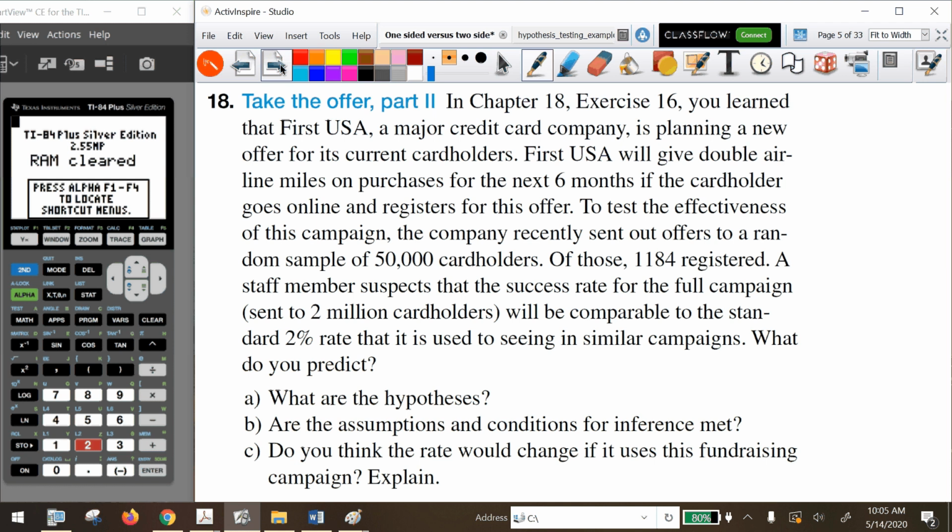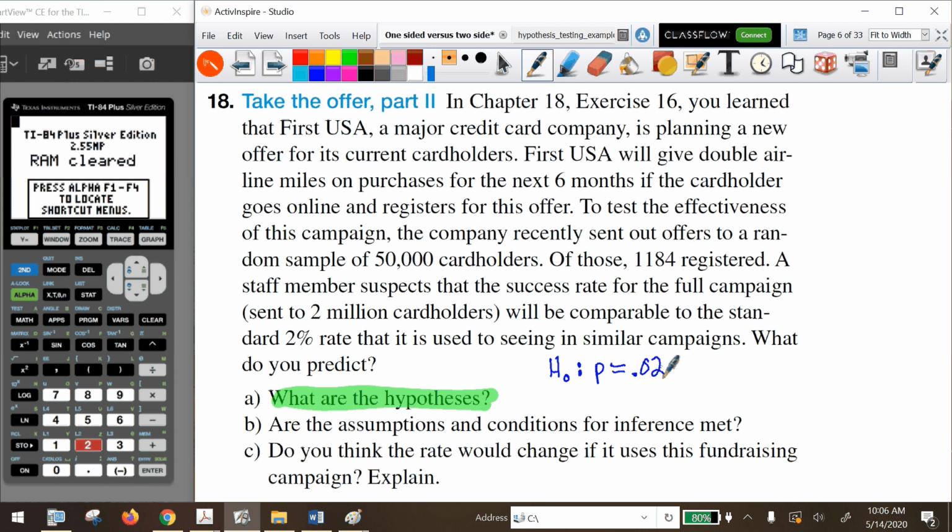All right, so we have to do 3 parts. What are the hypotheses? Are the assumptions and conditions for statistical inference met? Do you think the rate would change if it uses this fundraising campaign? Explain. We're going to use a hypothesis test to make that decision. So first step, what are the hypotheses? Well, the hypotheses are, is it going to see the typical 2% success rate that it's used to seeing? Or are we going to see something different?